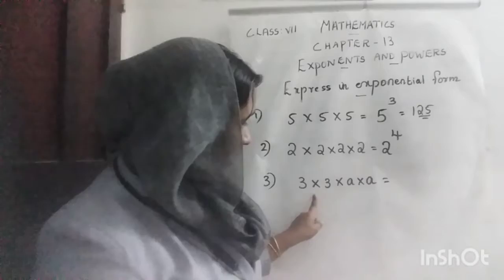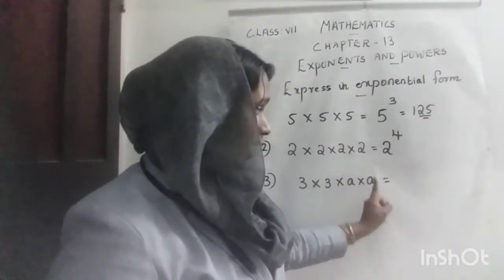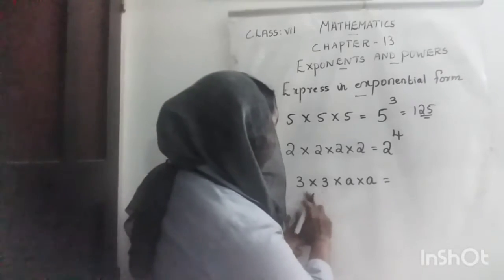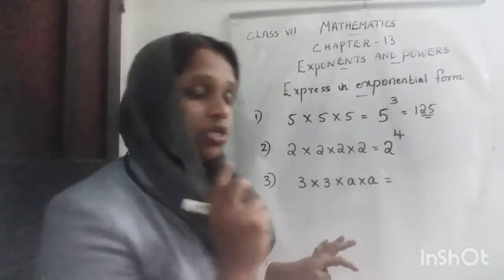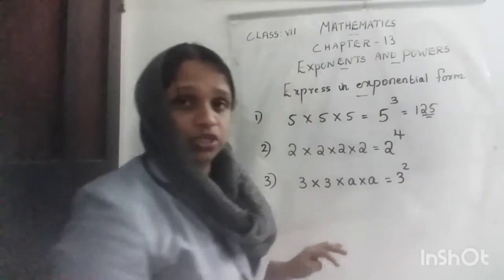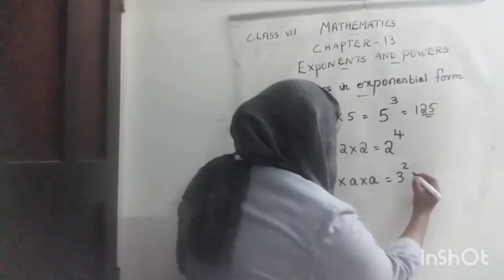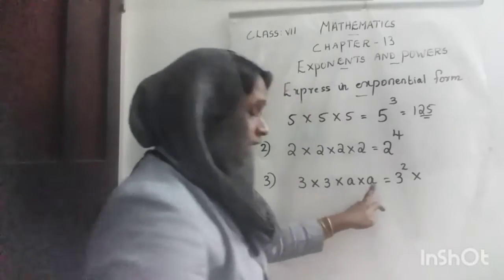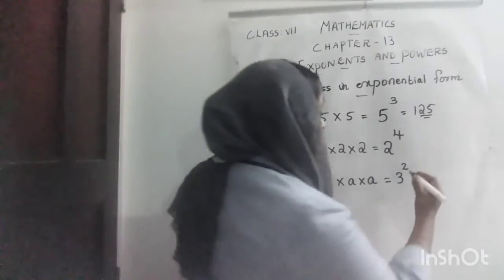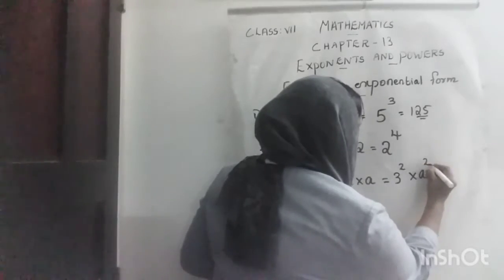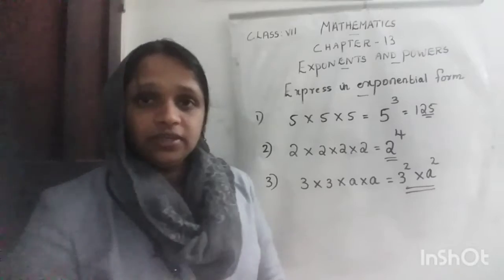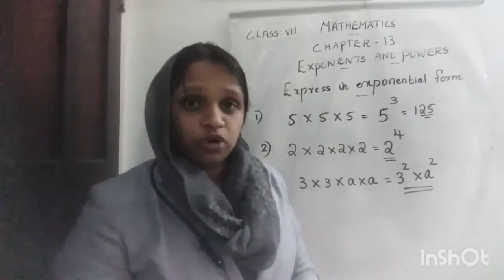Now see this, 3 into 3 into A into A. Here 3 is repeating 2 times, so we can write it as 3 raised to 2. Here A into A, A is repeating 2 times, so again we can write it as A raised to 2. Got it? So this way we are writing in exponential form.